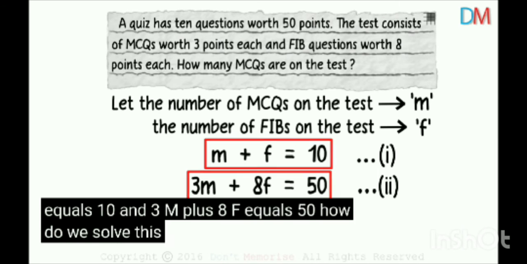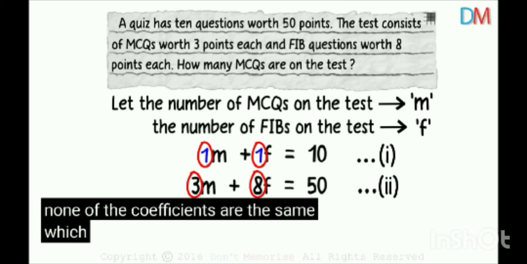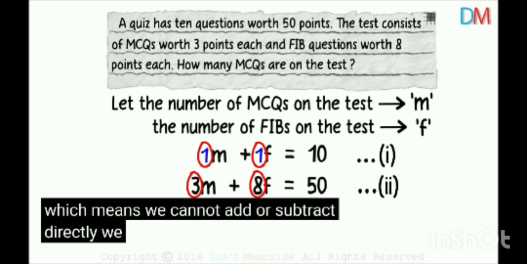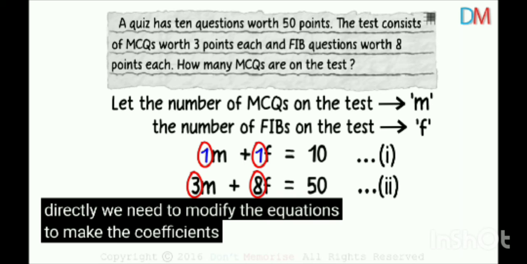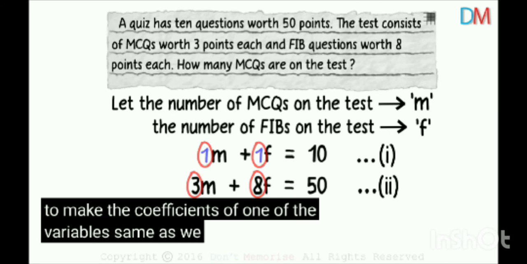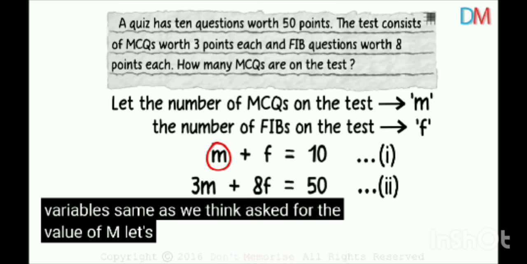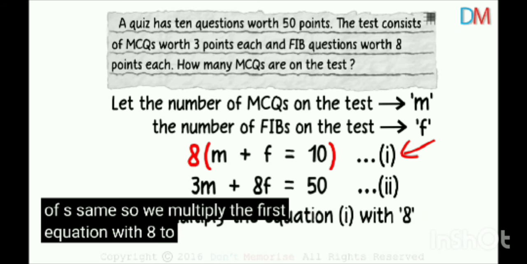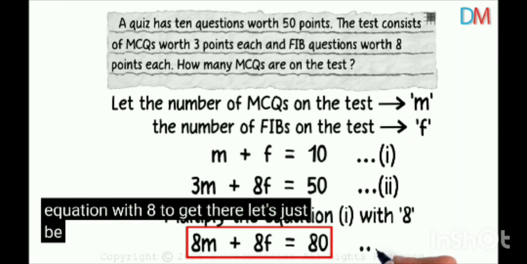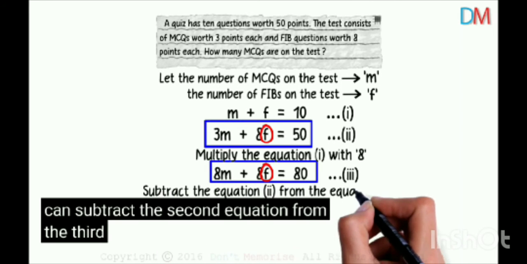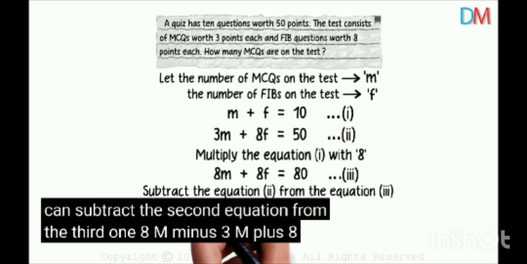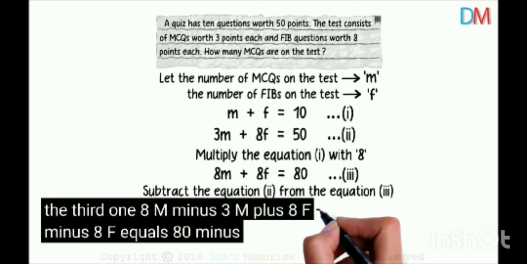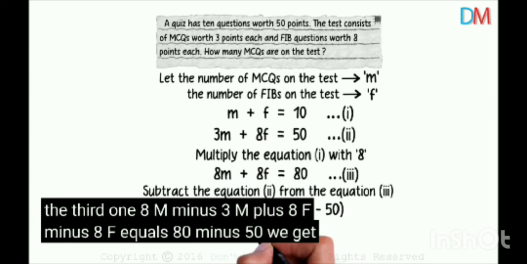How do we solve this? None of the coefficients are the same, which means we cannot add or subtract directly. We need to modify the equations to make the coefficients of one of the variables same. As we've been asked for the value of M, let's make the coefficients of F same. So we multiply the first equation with 8 to get this. Let this be the third equation. To eliminate F, we can subtract the second equation from the third one. 8M minus 3M plus 8F minus 8F equals 80 minus 50. We get 5M as 30, and that gives us the value of M as 6.